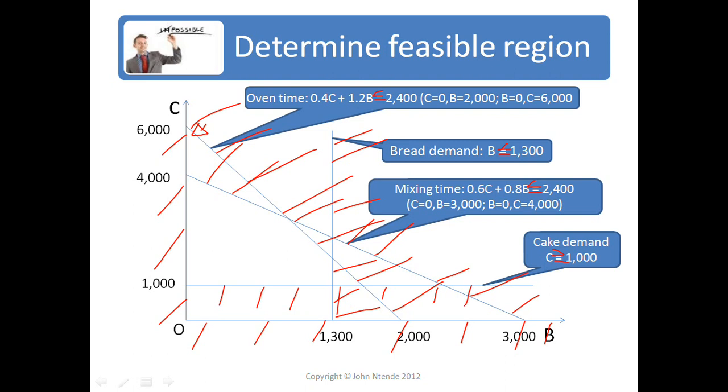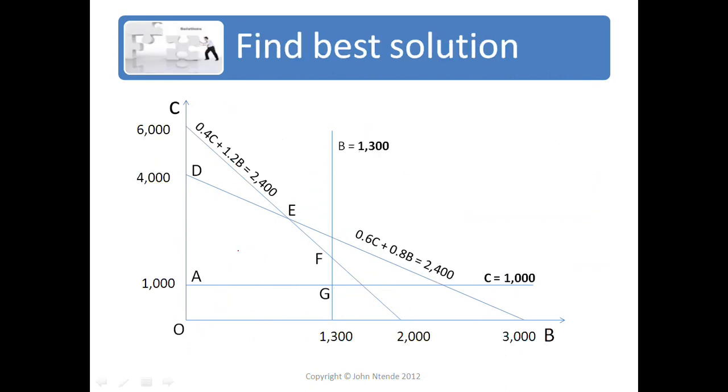So the region which is unshaded, which is the region A, D, E, F, and G, is the feasible region. So the region AD, E, F, G is what they call the feasible region. So our solution is either A, D, E, F, or G. So we need to find the best solution. So how do we find the best solution?